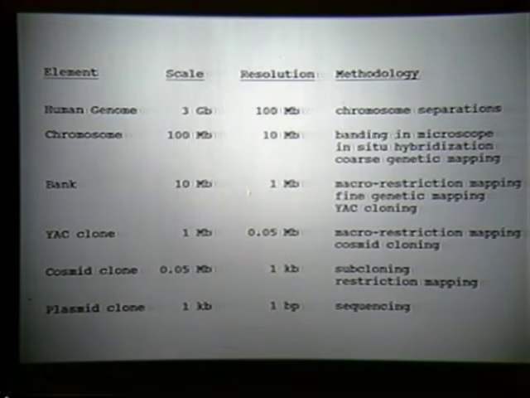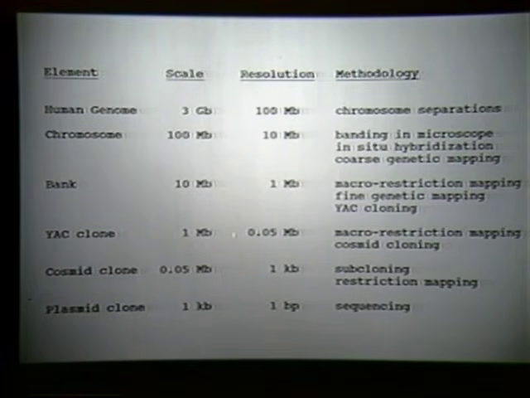Now, where we start to get interested in this problem is as the resolution becomes higher. One can start with 10 million base pair regions of DNA and try to divide them into 1 million base pair or a 10th million base pair portions by what I call macro restriction mapping, in principle by much finer genetic mapping, or by cloning into yeast artificial chromosomes, YAC cloning, a very new technique, but one that looks like it has considerable power.